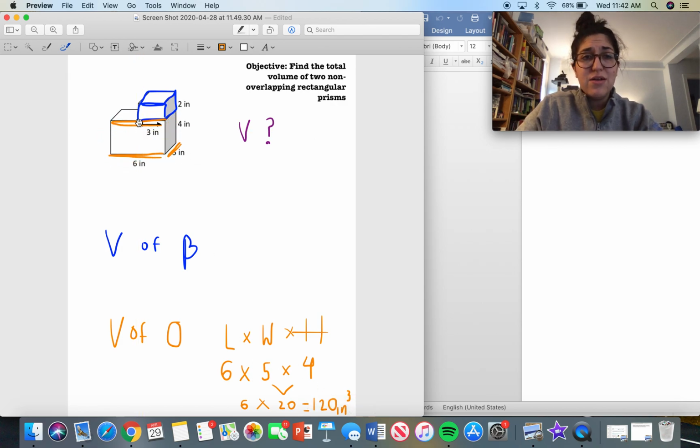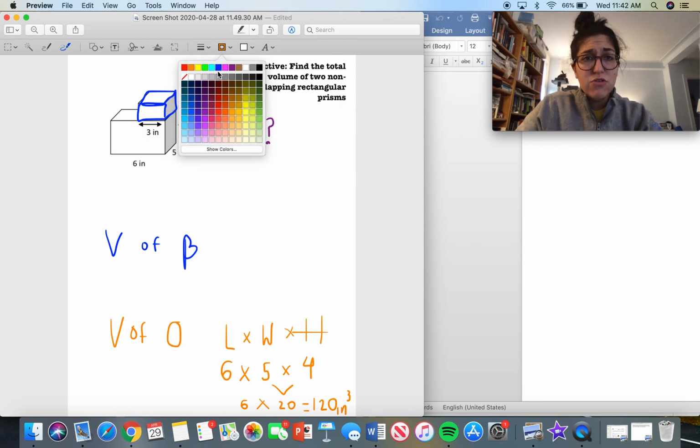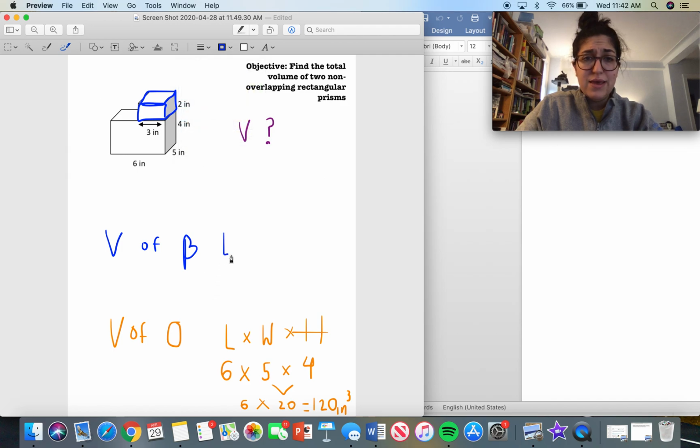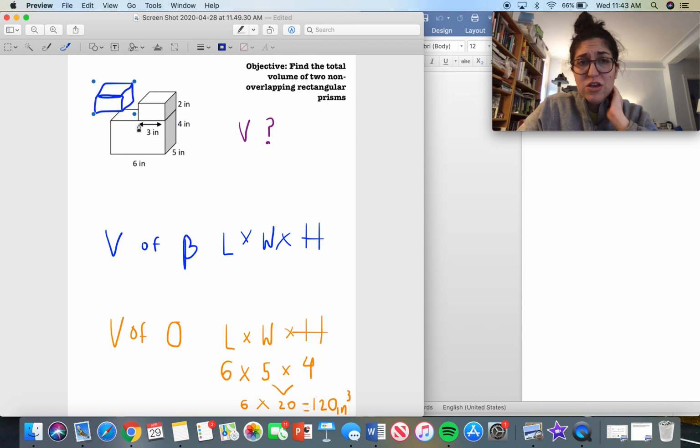Now we've done that, now we need to find the volume of the blue rectangle. So in order to do that, again, I need my length times my width times my height. Now this might be a little more tricky because if I'm looking for length, I can see that there's this 3, and again, the 3 inches is showing that it goes from here to here, which is exactly how long my blue rectangle is. So the length I can find. The length is 3, right? Now I need to find the width.